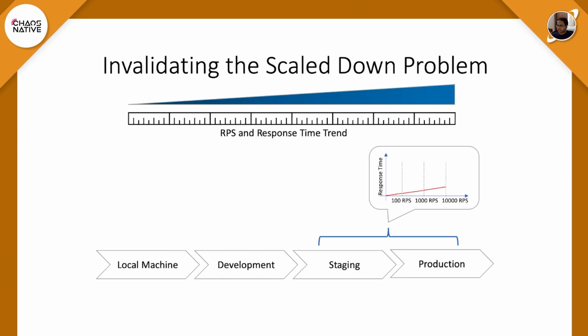Now, how do I scale this problem down? It's very hard, right? Because 10,000 RPS is not something I can figure out on my local machine. Not practical. But what can I do? Like I said, I can scale down the trend. The clue itself was in the problem, which is the exponential increase in throughput and a degradation of the response time only on a logarithmic scale.